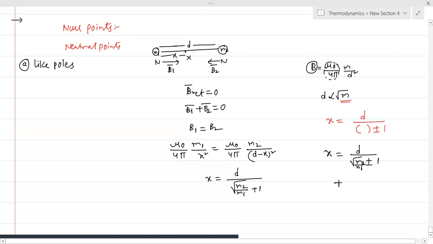So here, when do we take the plus sign? Whenever the null point is inside, x is less than d, that is inside. So here x is less than d. From the diagram, x is less than d. Therefore for like poles, from the diagram itself it is clear that x is less than d. So therefore x is equal to d by root of m2 by m1 plus 1.